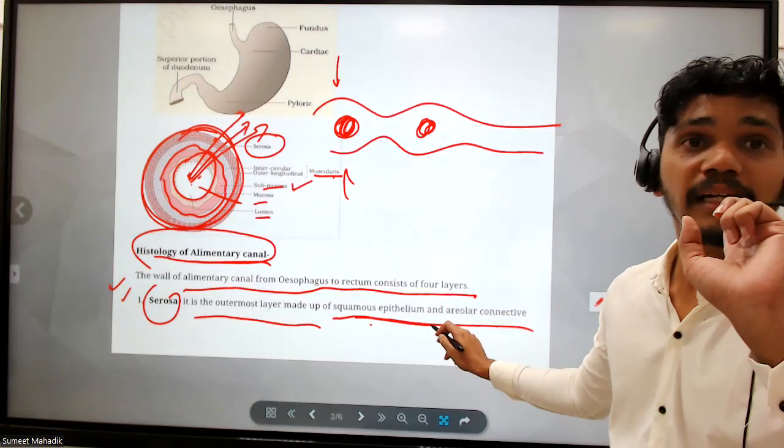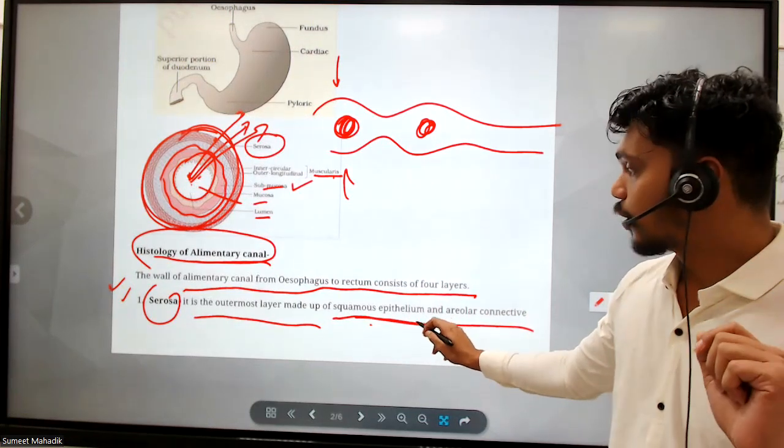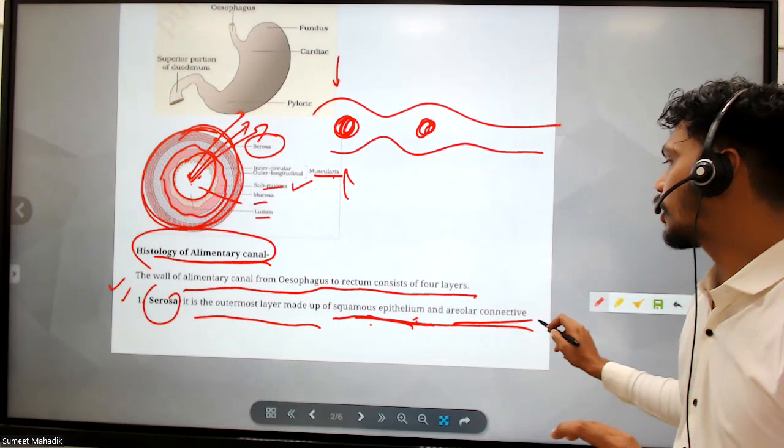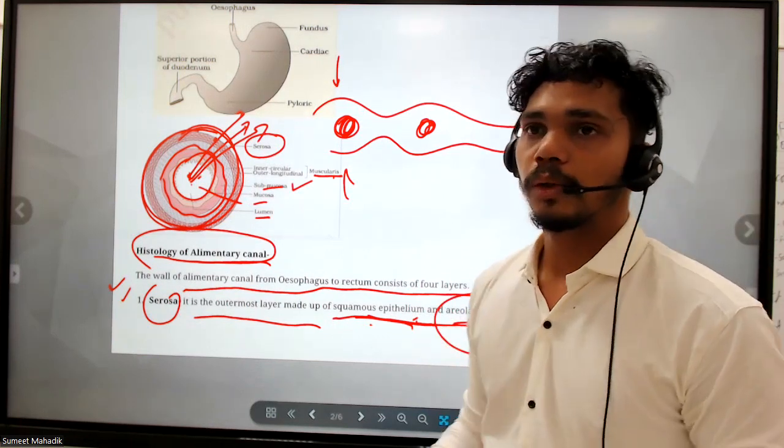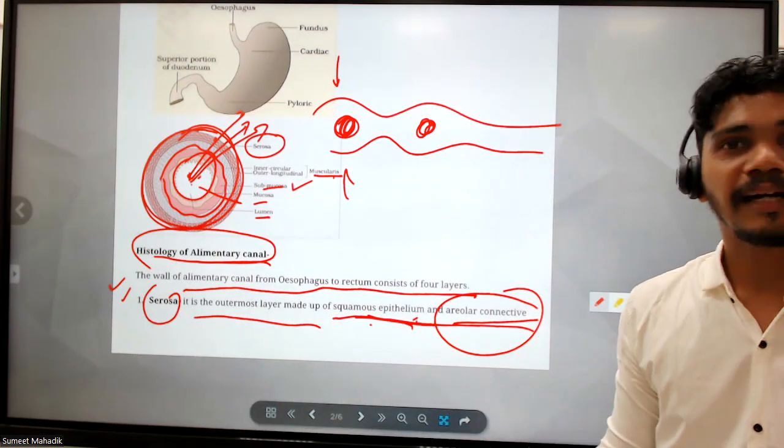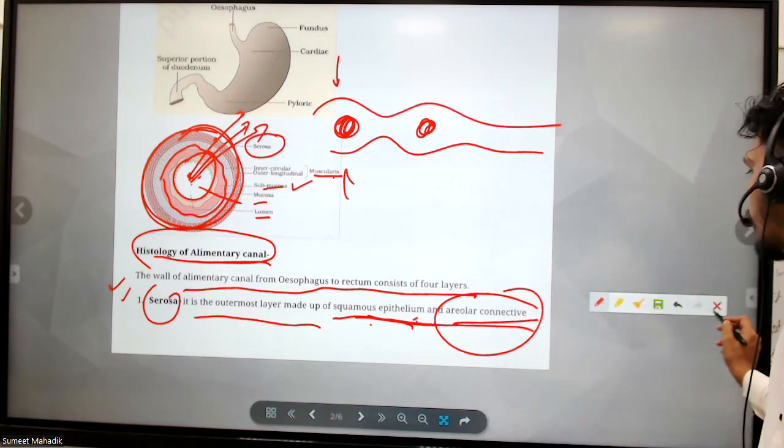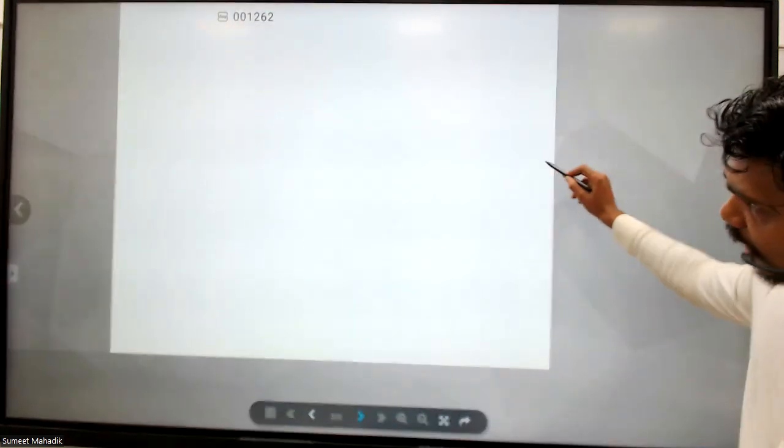So serosa contains what? Squamous epithelium. Even in the nephron of the kidney there is squamous epithelium. And areolar connective tissue. What is areolar connective tissue? Don't say it is air containing. No, it's a gap-filling tissue. Now let's go further. At the end of the lecture, I'm going to tell you about all the squamous epithelium. I will revise it for you.